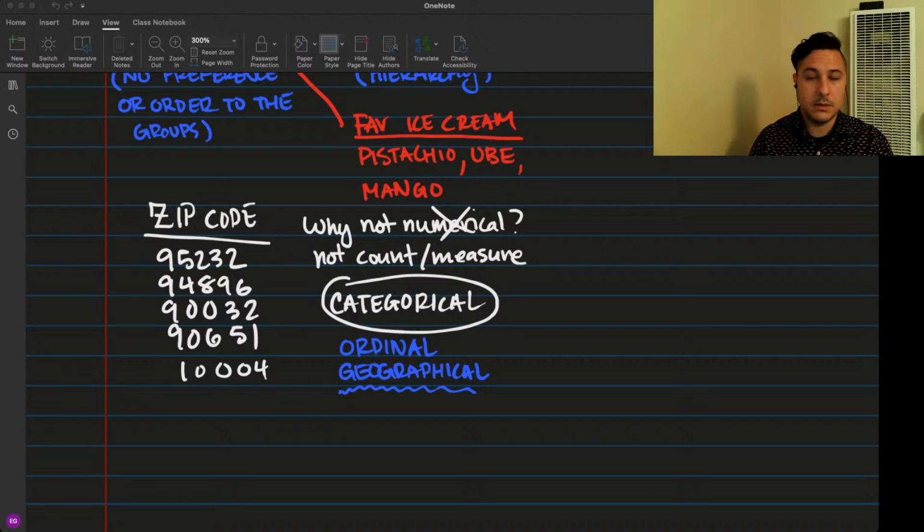Okay, so let's learn some stuff. Last class we left off talking about the different types of variables, so we're going to pick up from there.